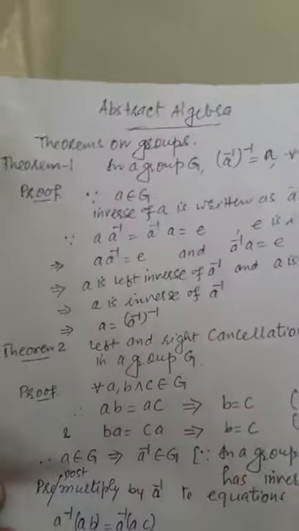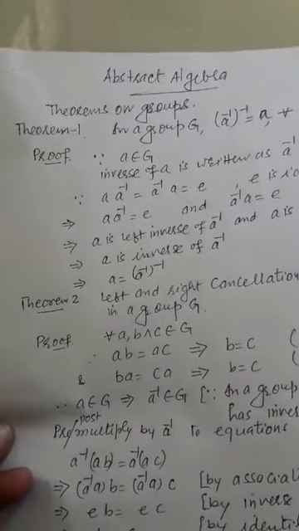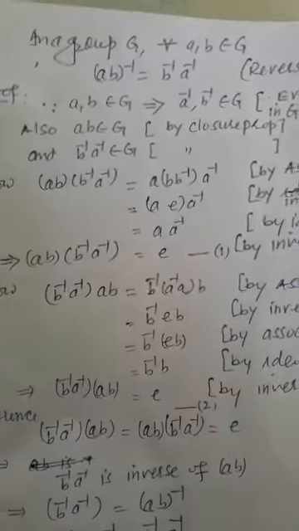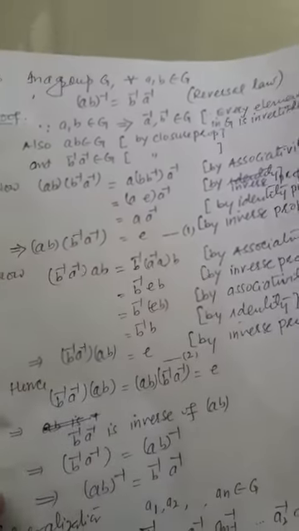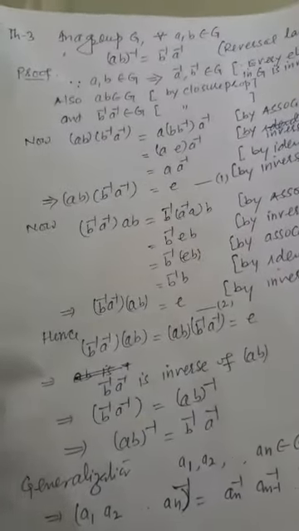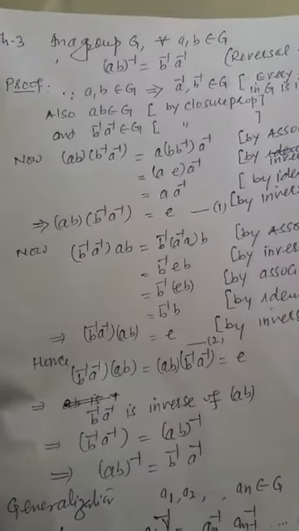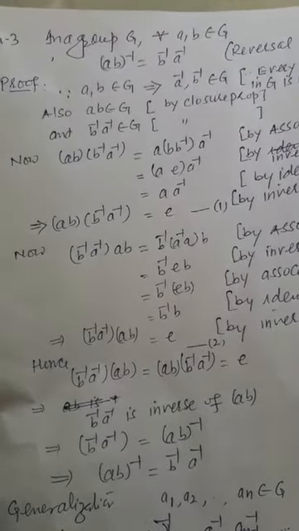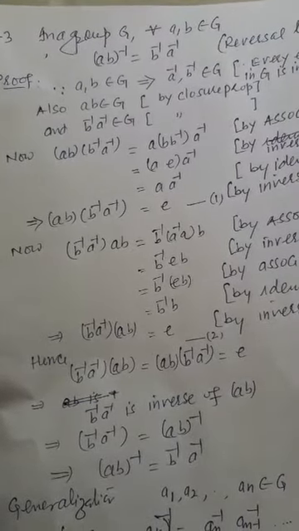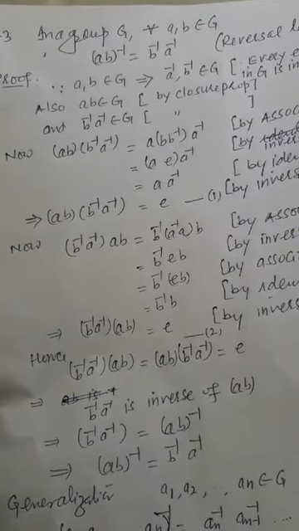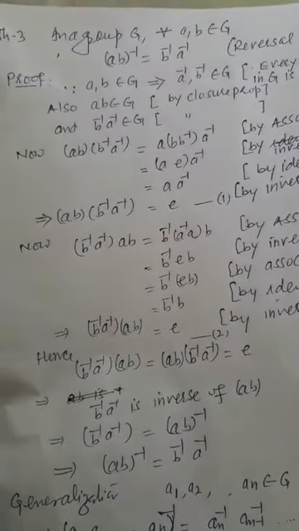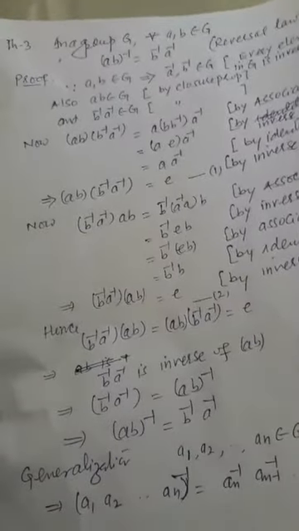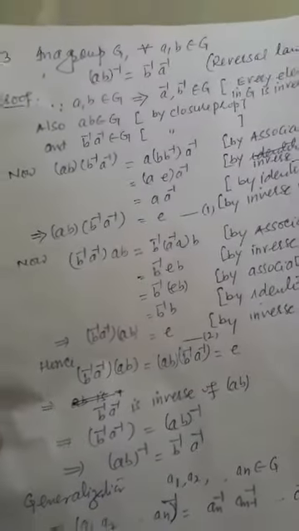Now the next important theorem is said to be the reversal law. In a group G, for all a, b belonging to G, the inverse of ab is equal to b inverse a inverse. This property in a group is said to be the reversal law.